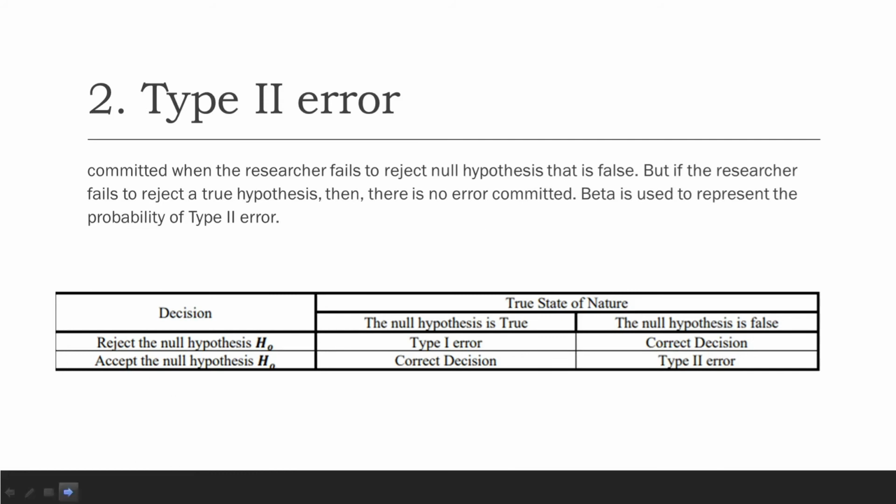Eto na siya. Dito na tayo sa accepted the null hypothesis. Kapag si researcher inaccept niya yung false, then this is the type 2 error. Pero pag inaccept naman ni researcher yung null hypothesis na true, then that is correct decision. So, yun lang yung differences ng types of error natin. First is type 1 error, and the second one is the type 2 error.